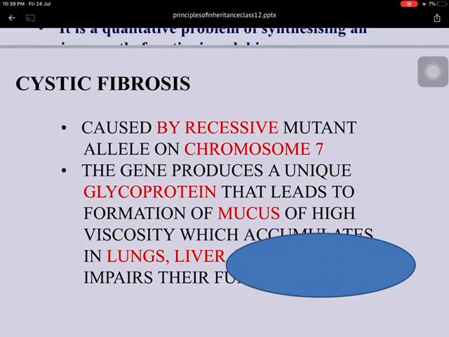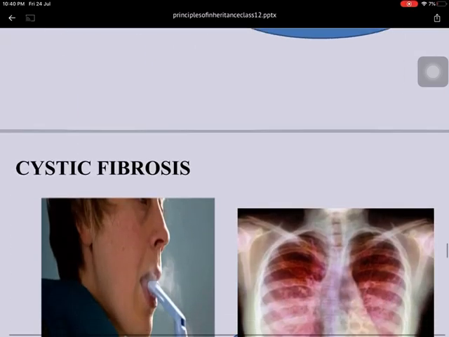Second, cystic fibrosis. Cystic fibrosis is also caused by a recessive mutant allele on chromosome number 7. The gene produces a unique glycoprotein that leads to formation of mucus of high viscosity that accumulates in the lung, liver, pancreas, uterus and impairs their function.